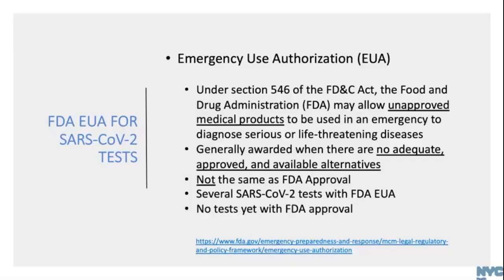But before we jump into these tests themselves, I want to briefly discuss the current authorization of different COVID tests. So the FDA has issued what's called an emergency use authorization, or EUAs, for many different coronavirus tests, categories of which we're going to discuss later during this talk. And these authorizations allow unapproved medical products to be used in this emergency situation. And the authorizations are granted because there's no other adequate approved or available alternative.